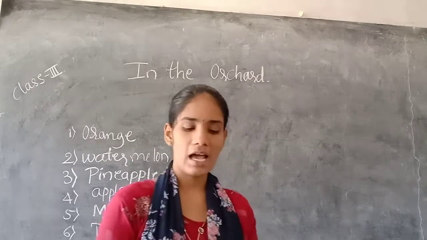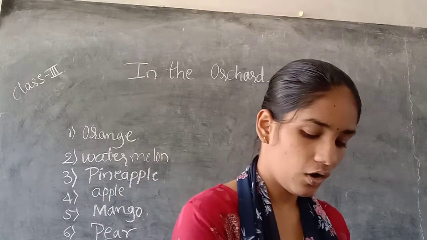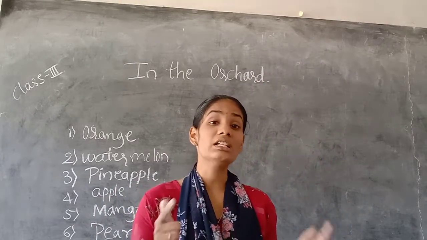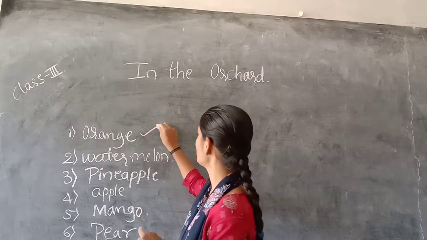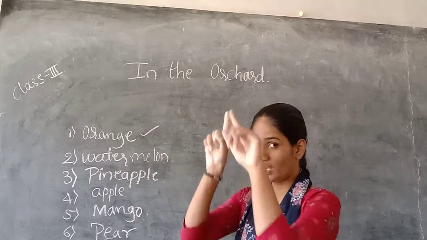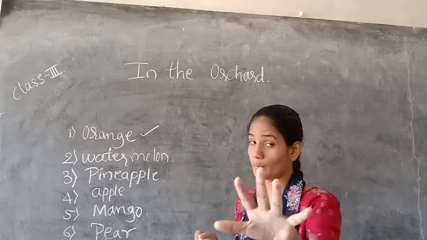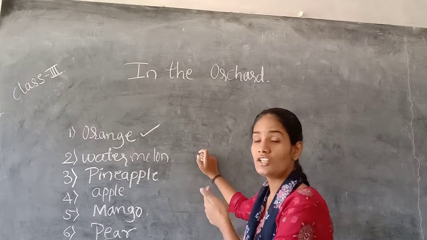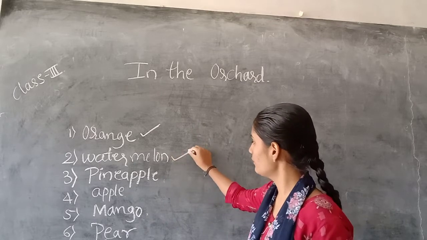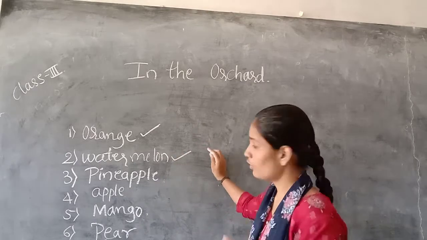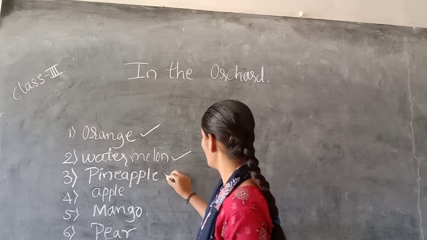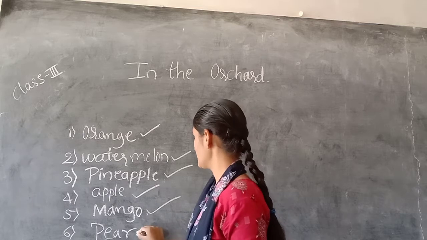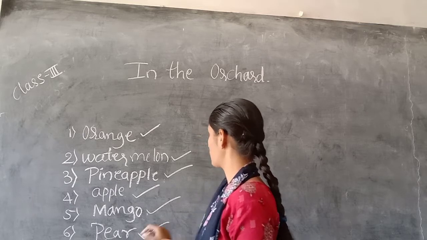All these fruits, we have seen where they grow, in plants or trees. See here, the orange grows in a tree. Watermelon grows in plants, bushes. Pineapple grows in plants. Apple, mango, pears and plum all grow in trees.